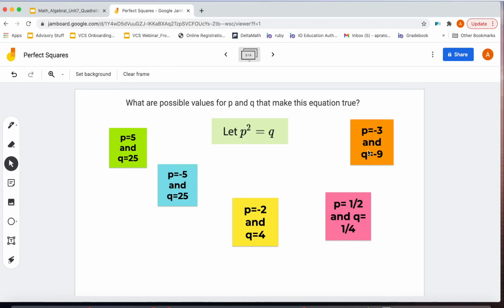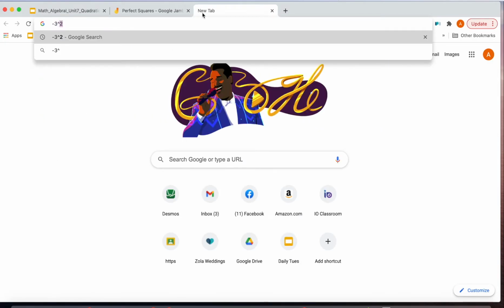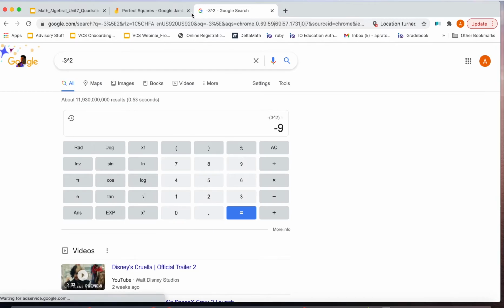Let's look here. P equals -3 and q equals 9. Can you explain how you got that answer, you might ask? Oh, well, -3, when I put it into the calculator, -3 to the second power says it's -9. Interesting. But is it? What do you know about a negative times a negative? It's a positive. Why is the calculator telling me this? The calculator is telling you this because the calculator thinks you're saying the opposite of 3 squared.